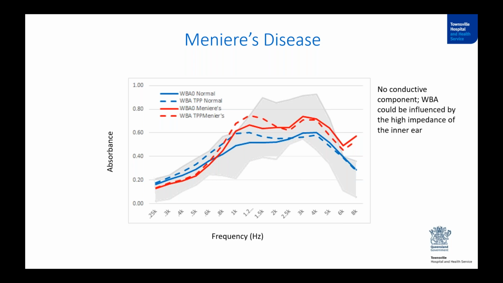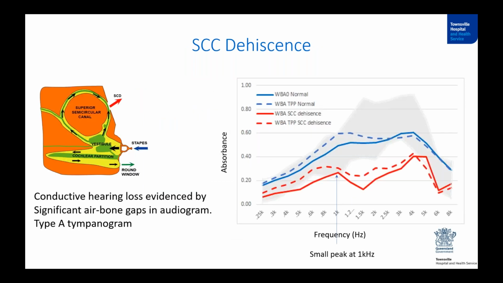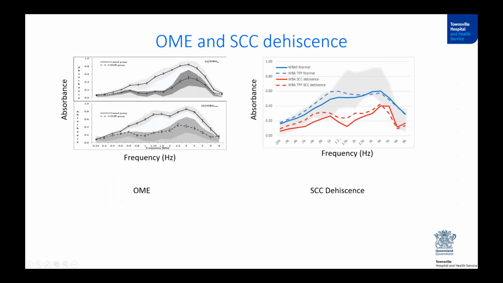As I said, we don't have many results with ears with Meniere's disease, or for that matter, with most inner ear conditions. One of these conditions is superior canal dehiscence, which gives an A-type tympanogram in the middle ear assessment. There are one or two studies that have said the absorbance is reduced across the frequency range, but there's an increase around 1 kilohertz in ears with superior canal dehiscence. As I said, the research is very scant and just starting to emerge, but an increase around 1 kilohertz is supposed to be a feature of superior canal dehiscence.